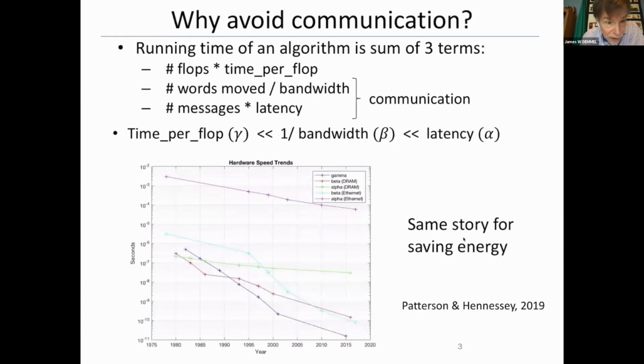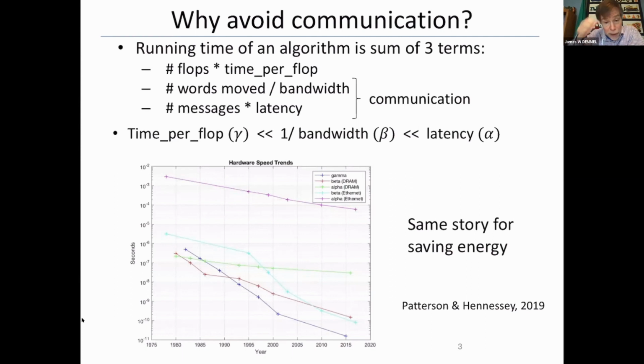So what is communication? Well, as everybody here probably knows, the cost of running an algorithm, you count the number of flops, you count the number of words moved, you count the number of messages in which you package all the words and send them from one processor to another or between main memory and cache. And then you multiply them by 3 hardware parameters: the time per flop, the time per word or the reciprocal bandwidth, and the latency. And all of these 3 hardware quantities are improving over time. Despite the death of Moore's law, things are changing a bit, but time per flop is much, much smaller.